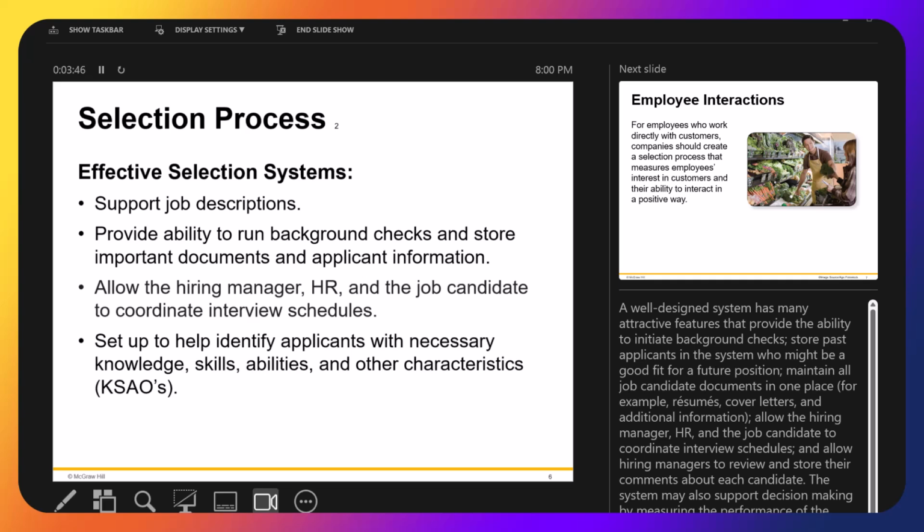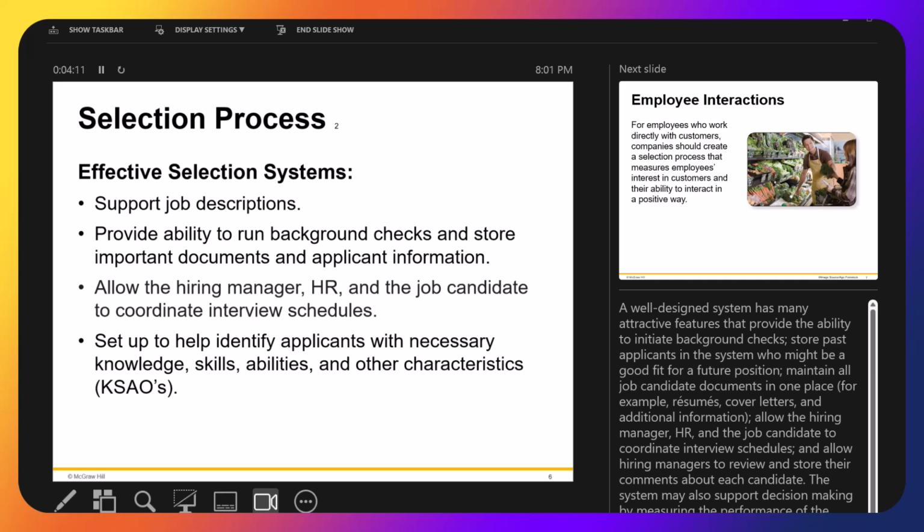Effective selection systems support job descriptions. They provide the ability to run background checks and store information, documents, and applicant information. They allow the hiring manager, HR, and job candidate to coordinate interview schedules. They are set up to help identify applicants with the necessary KSAOs.